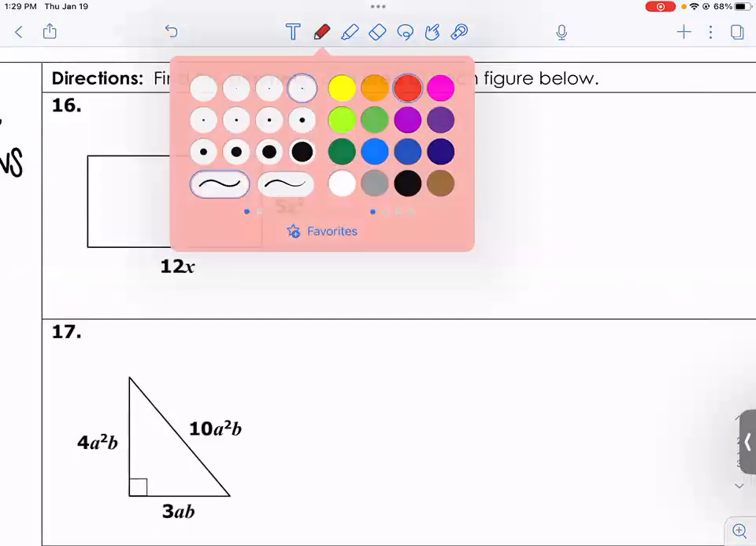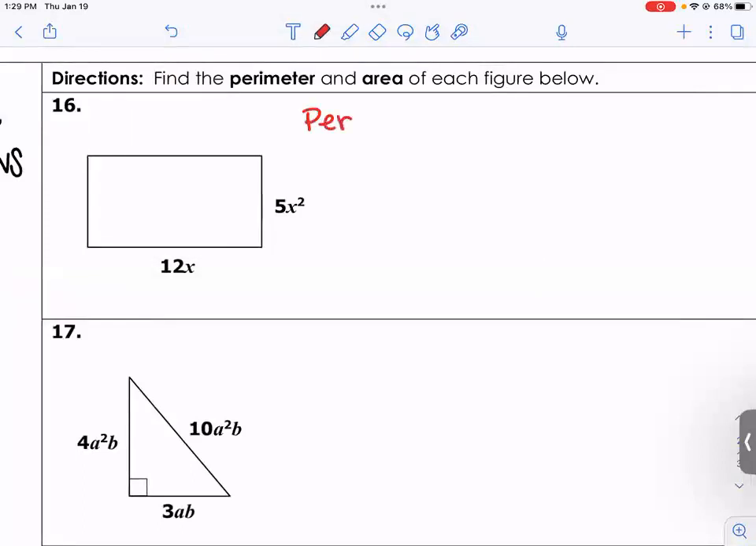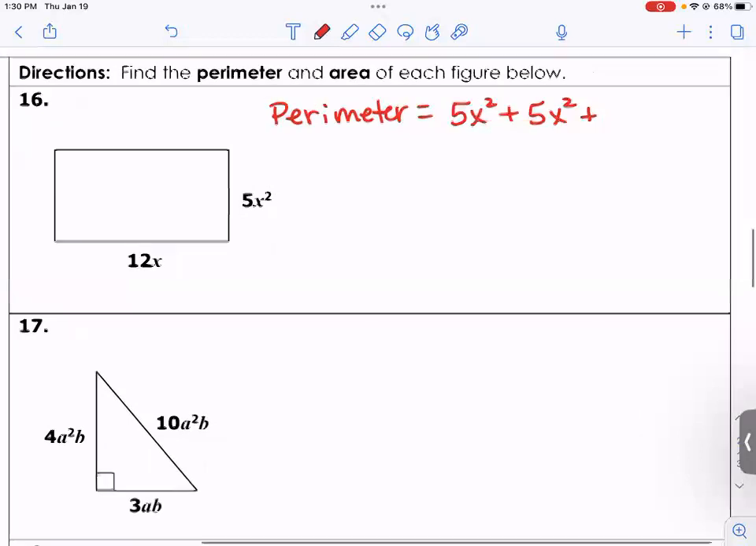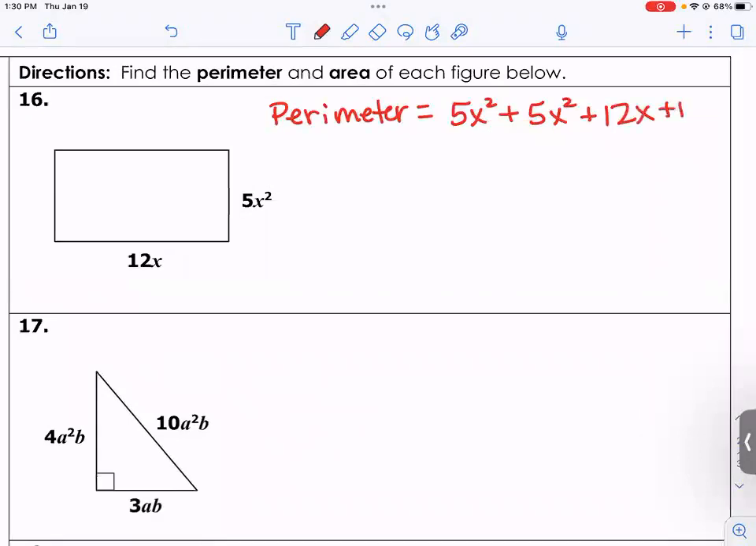So if I'm going to determine the perimeter, we need to add up all of the sides. How many sides are there? 4. Okay. How many sides are 5x squared? 2. There's 2 of them. And we have 2 that are 12x. Can I add all 4 of those together? Yeah.